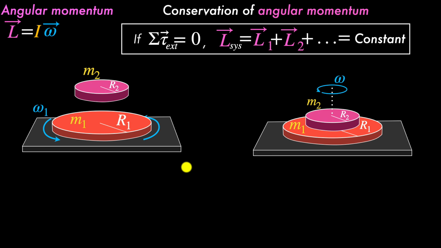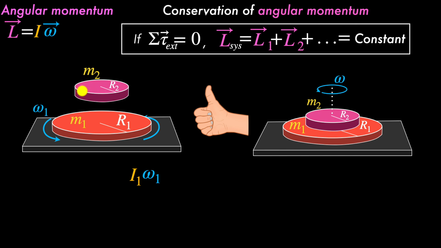I can say that the total angular momentum of my system before is just the rotational inertia I1 of this disk times its angular velocity omega 1. And what's the direction? Well, remember, for angular momentum, we can use our right-hand thumb rule. Our four curling fingers curl in the direction of the angular velocity, then the thumb points in the direction of the angular momentum. So over here, the angular momentum is just upwards, okay?